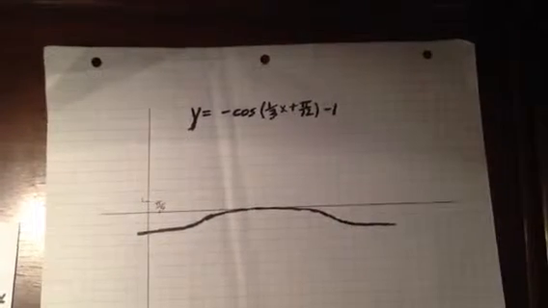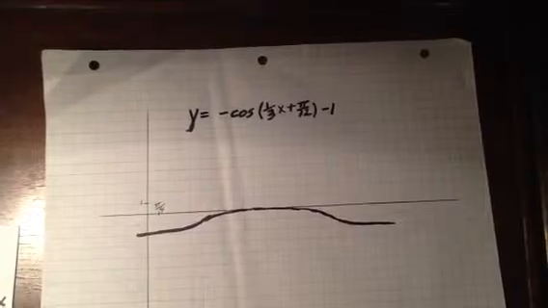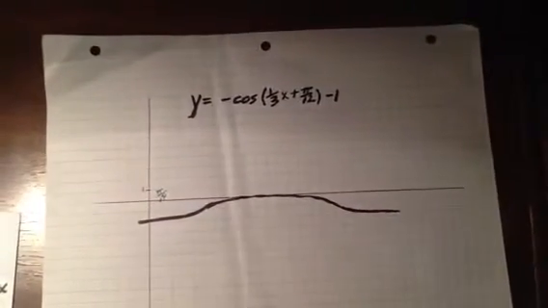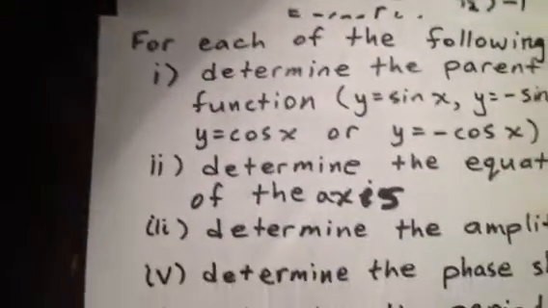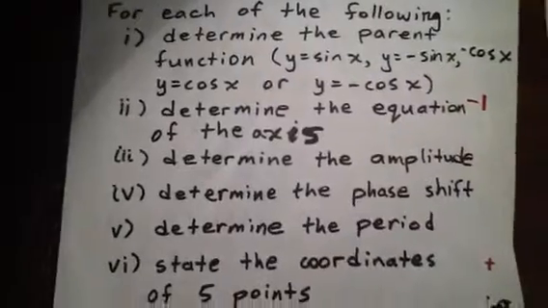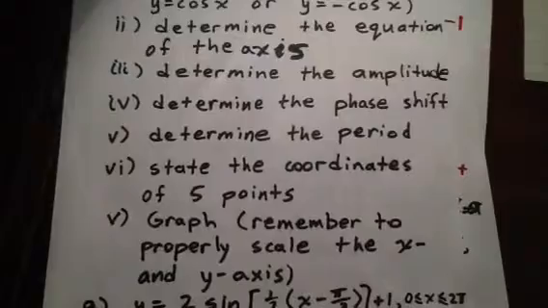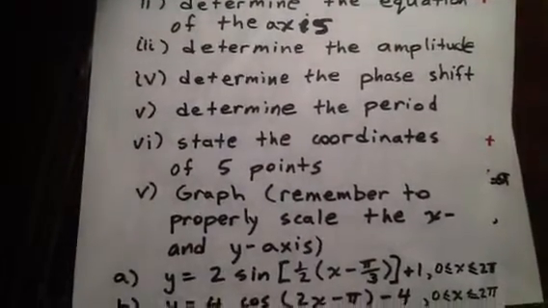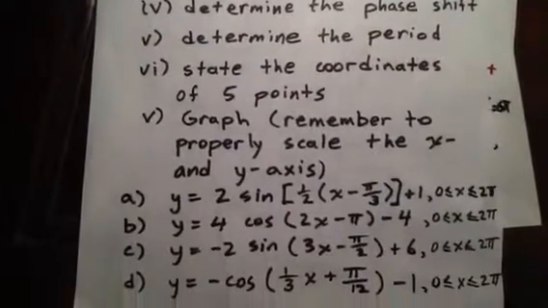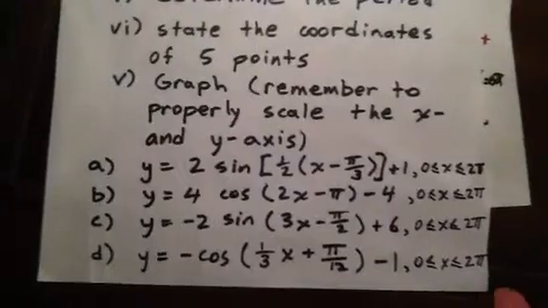We're going to graph the curve y equals negative cos of 1/3 x plus pi over 12 minus 1. Ultimately, the curve looks like this, but you might wonder how we got there. Well, what we did is we followed these steps. We determined the parent function, and then we determined the equation of the axis, as well as the amplitude, the phase shift, the period, the coordinates of 5 points. And then we graphed, remembering to properly scale the x and y axis. And in this question, we're doing D.